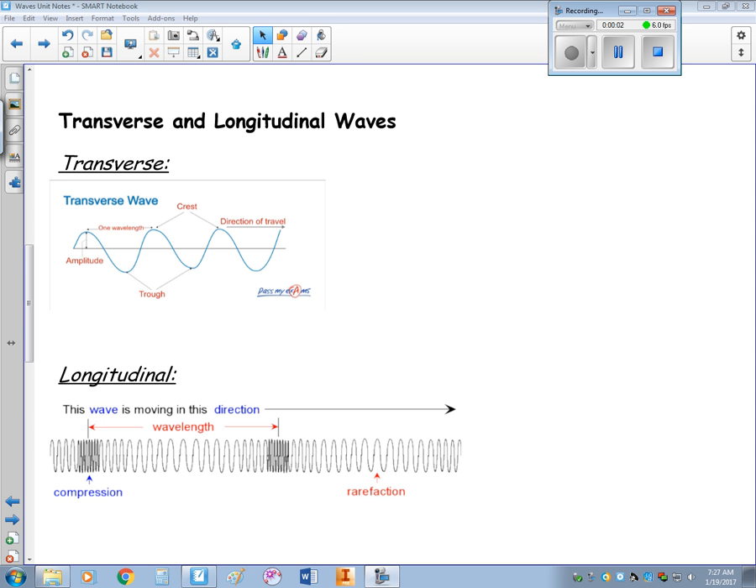This is video 2 for the waves unit. Let's begin by talking about transverse versus longitudinal waves. So for a transverse wave, the particle motion must be perpendicular to the wave motion.